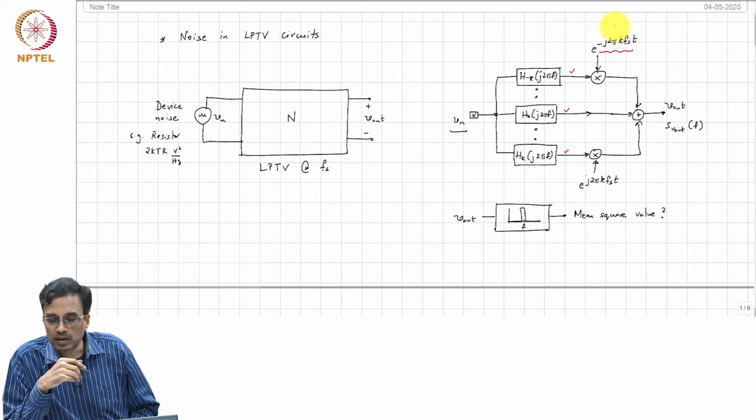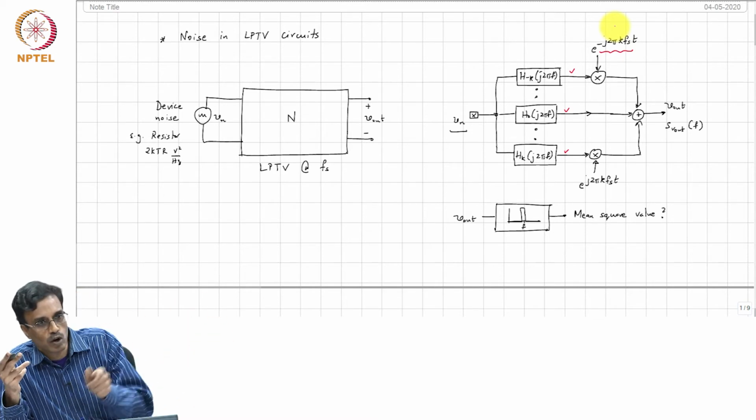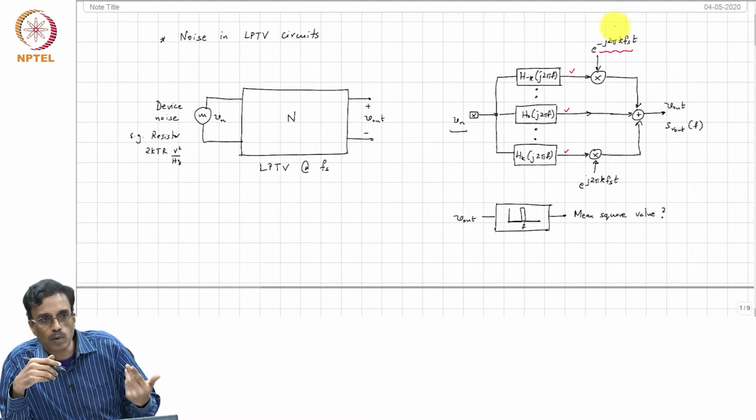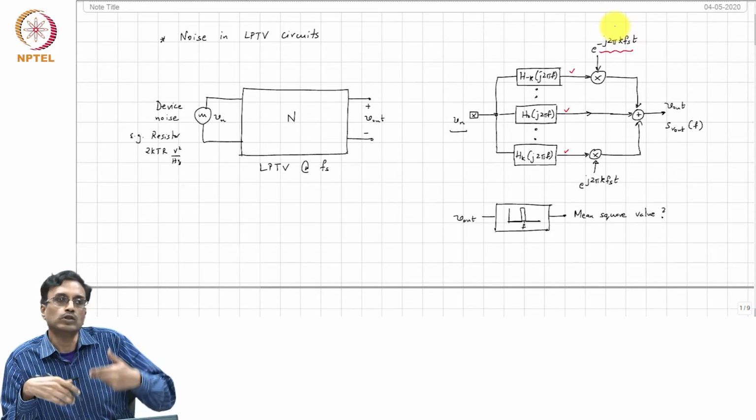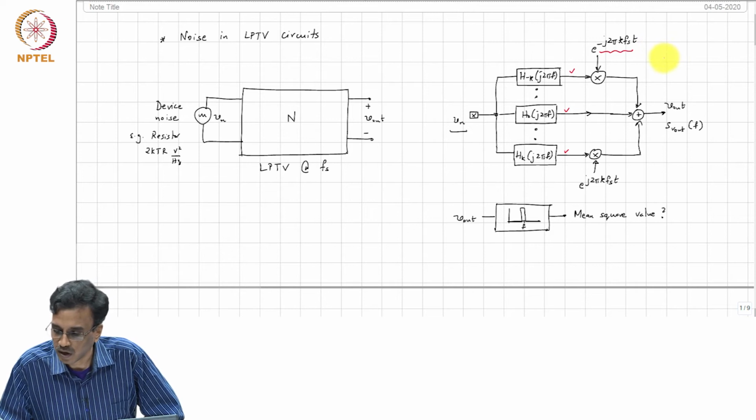Because our gain is varying periodically, the statistical properties of the noise at the output also change periodically, and such random processes are called cyclostationary.